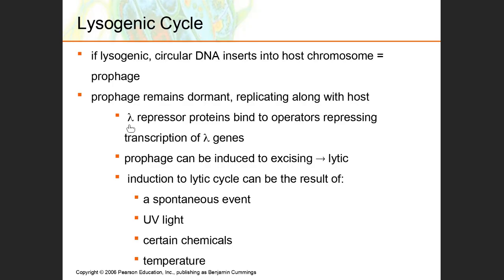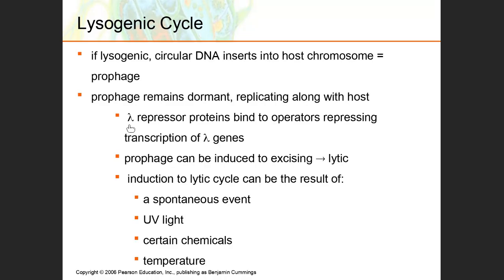It's lambda. So lambda phage is the textbook example of a lysogenic phage. When lambda infects, it does produce some repressor proteins, which keep the prophage dormant, so it's not transcribed. And the bacterial cell just goes on its normal activities. It lives, it grows, it reproduces, it divides, and makes more bacterial cells. And as I said, each cell is infected with a dormant prophage.